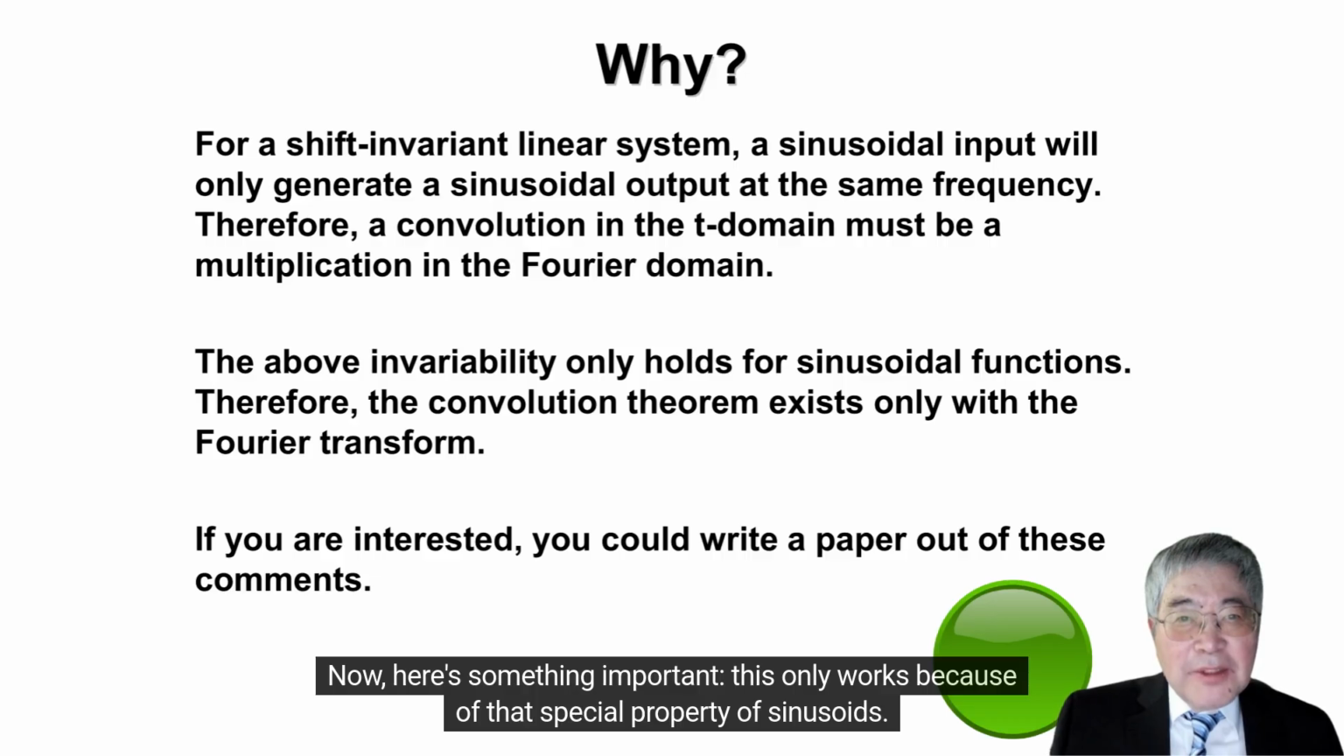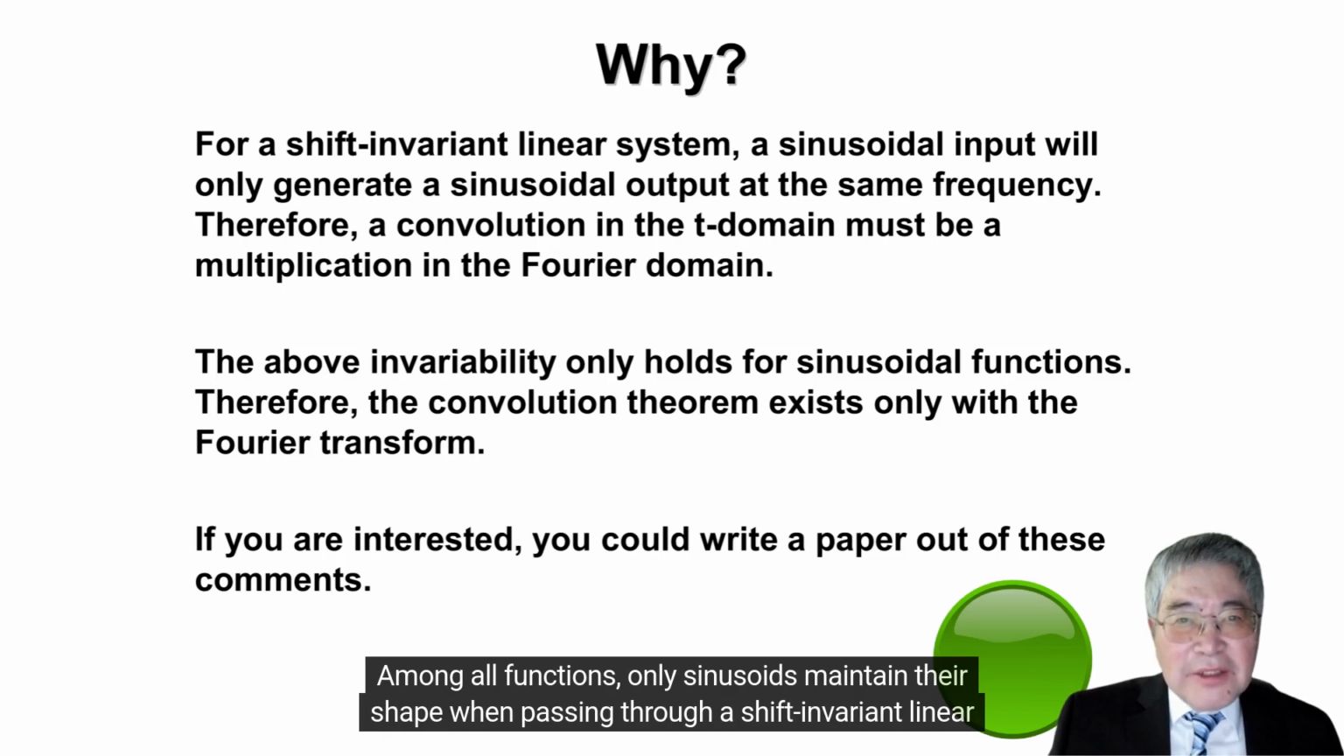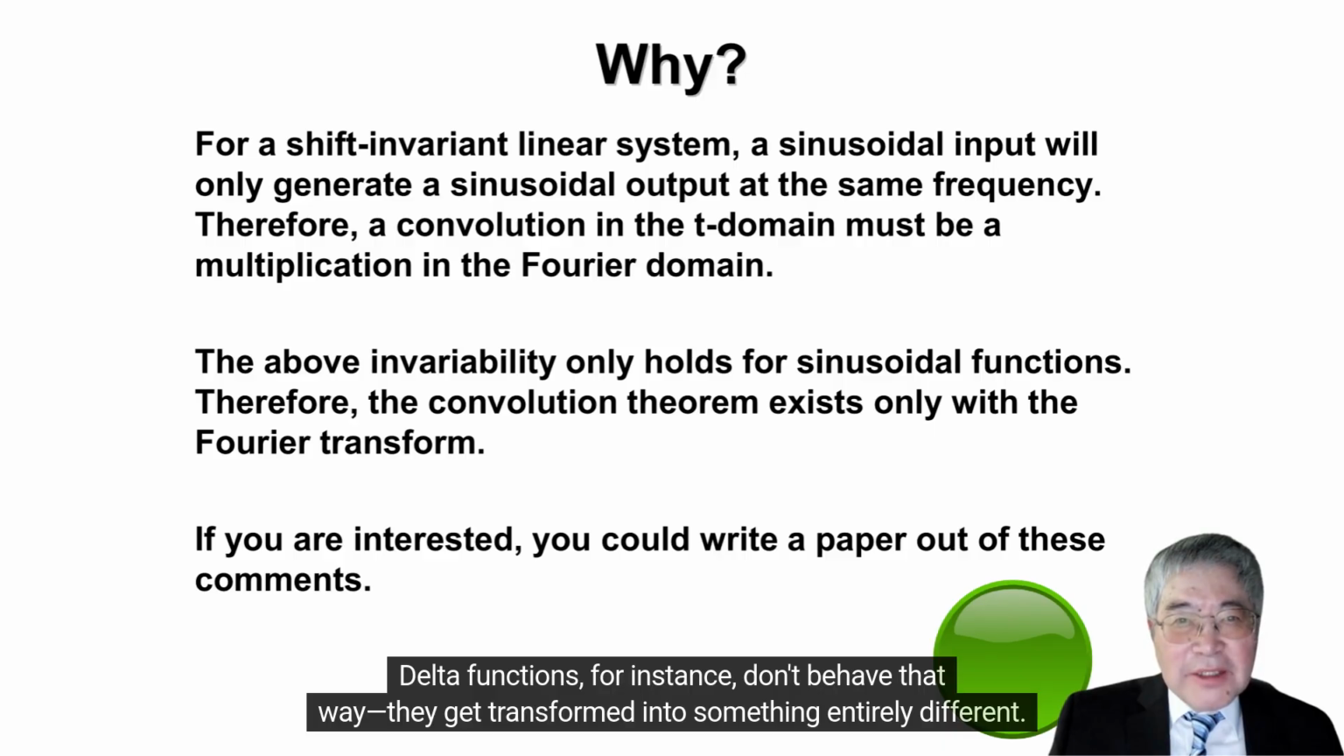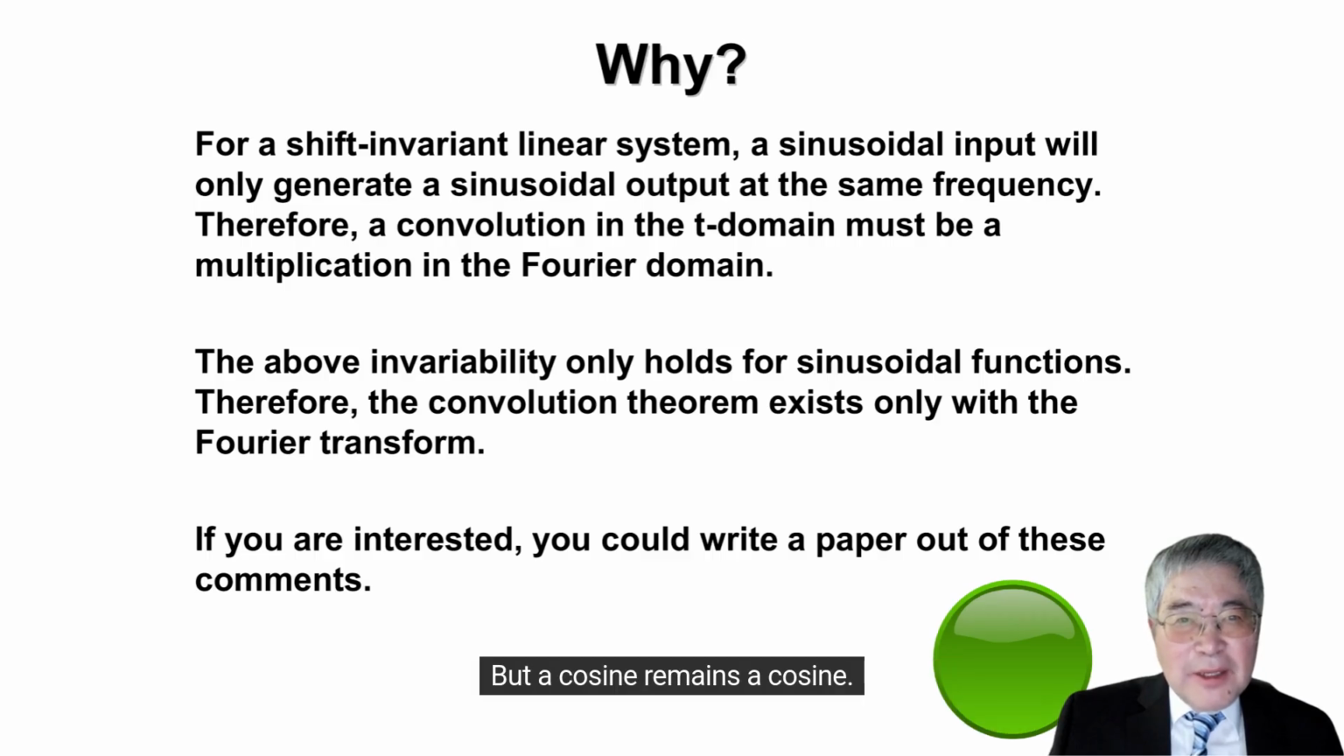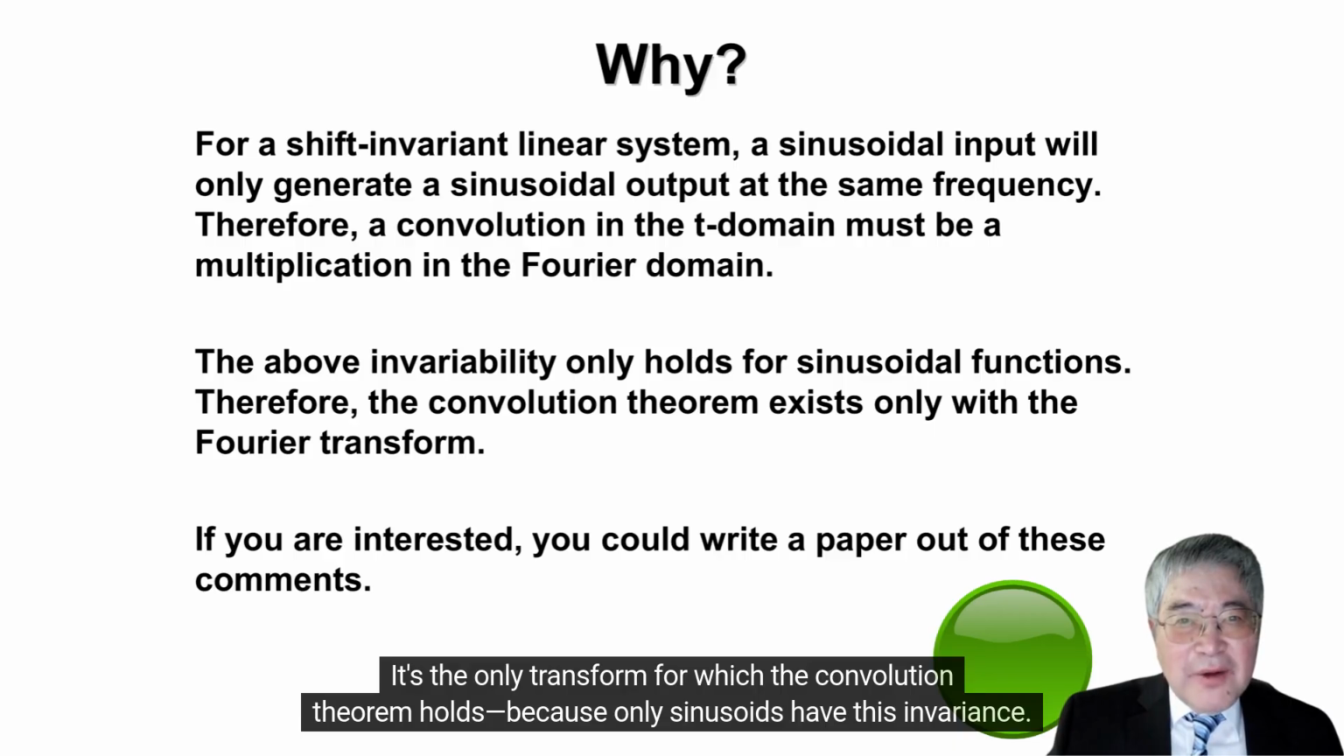Now here's something important. This only works because of that special property of sinusoids. Among all functions, only sinusoids maintain their shape when passing through a shift invariant linear system. Delta functions, for instance, don't behave that way. They get transformed into something entirely different. But a cosine remains a cosine. A sine remains a sine, just possibly scaled or phase shifted. And this is what makes the Fourier transform so unique. It's the only transform for which the convolution theorem holds, because only sinusoids have this invariance.